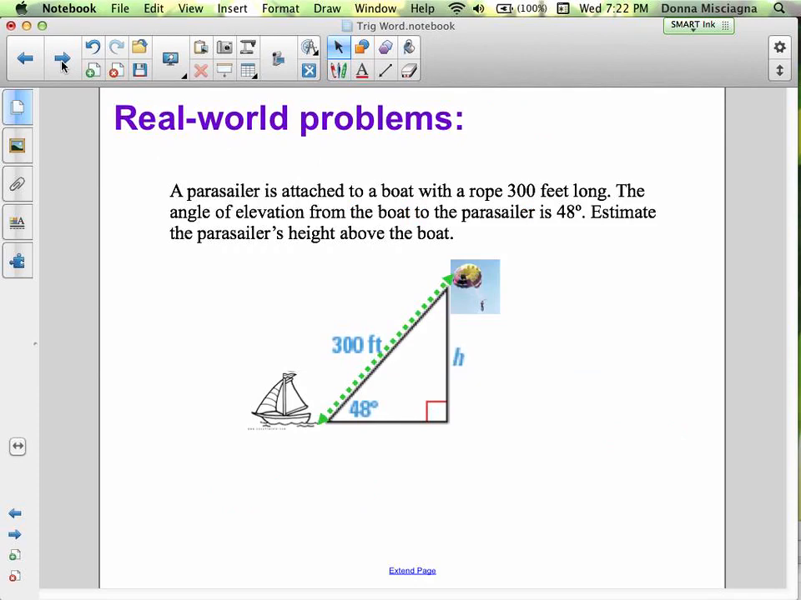And here I have a drawing for you. So it makes it really not much different than solving for any old triangle. A parasailer is attached to a boat with a rope 300 feet long. The angle of elevation from the boat to the parasailer is 48 degrees. So elevation means I'm looking up, so it's at the bottom. Estimate the parasailer's height above the boat. So we're looking for the vertical height that the parasailer is above the boat.